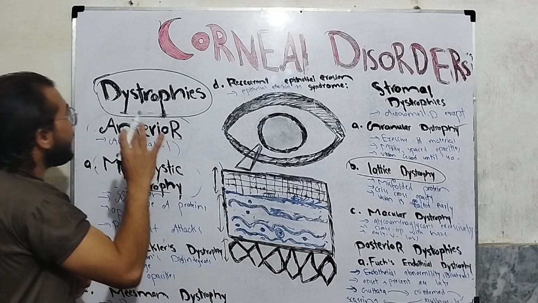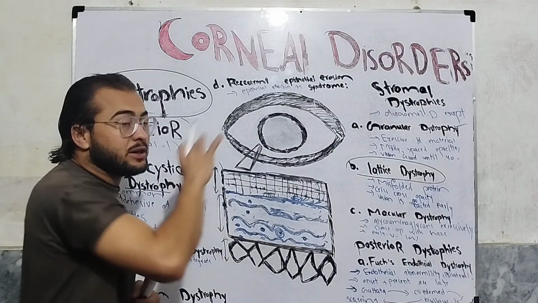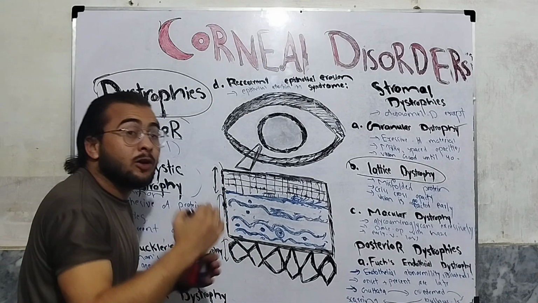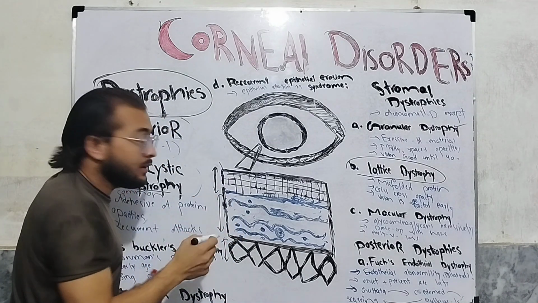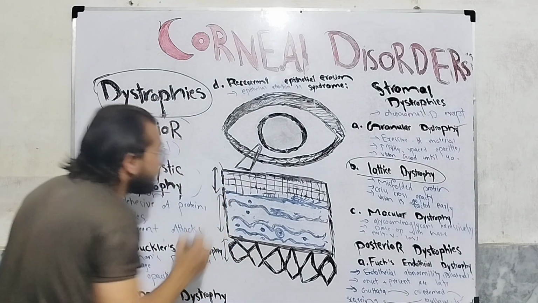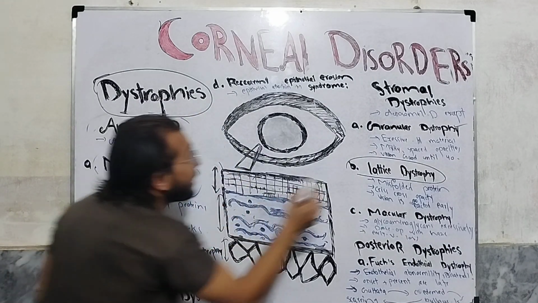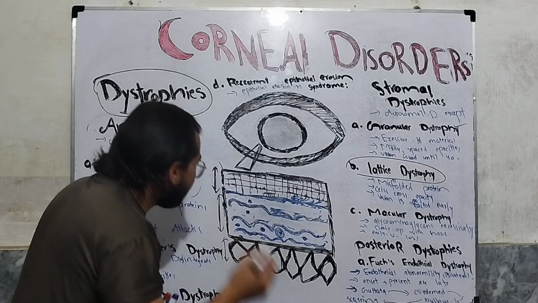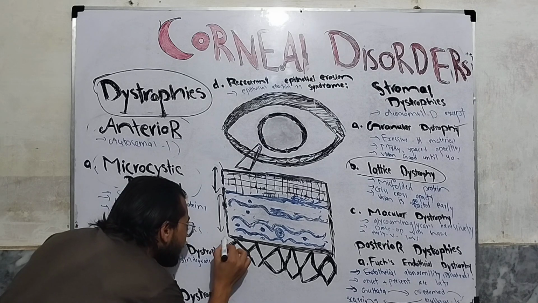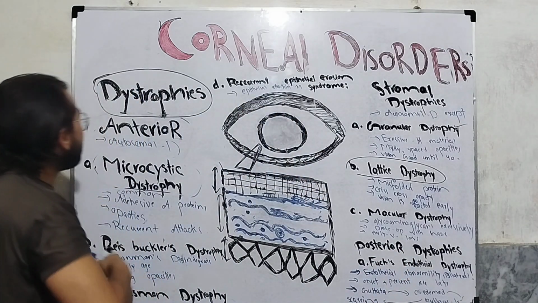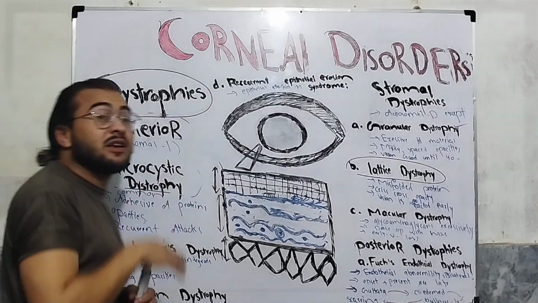We have many different types of dystrophies. The dystrophies involving the epithelium of the cornea and Bowman's layer are called anterior dystrophies. The dystrophies involving the stroma are called stromal dystrophies. And the dystrophies involving the endothelium are called posterior dystrophies. We will discuss these dystrophies and their subtypes now.